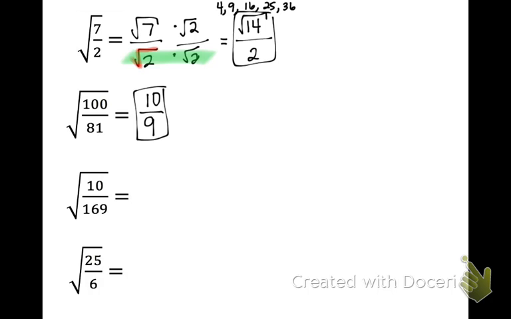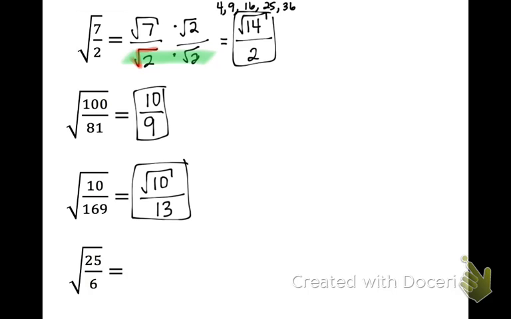Okay, next problem. 10 is not a perfect square, so it stays in the square root. But 169 is a perfect square. The square root of that is 13. And there's my final answer. I can't simplify the square root of 10 because no perfect squares divide into it.